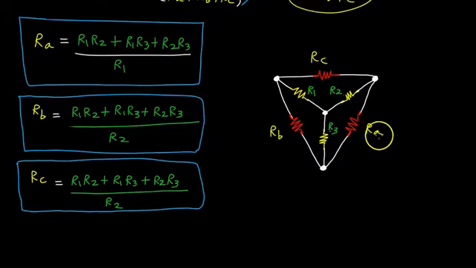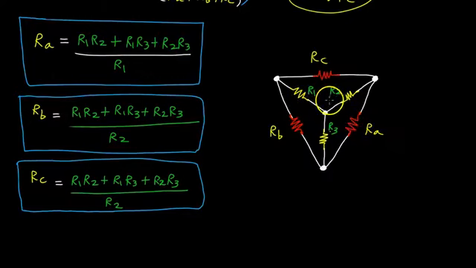So what I mean by that is, suppose I want to find RA. So what I do is I take the sum of products of every possible pair. So R1 times R2, R1 times R3, and R2 times R3, and then I divide that by whatever is opposite to RA. In this case, R1. And what's going to be opposite is going to be in the starting circuit. So it's going to be from the Y network, not the delta network. A way to remember that is, well, I don't know what RB and RC are, so it's not going to be those. It's going to be whatever is opposite to my resistor of interest in the delta network, but it's going to be inside the Y network.